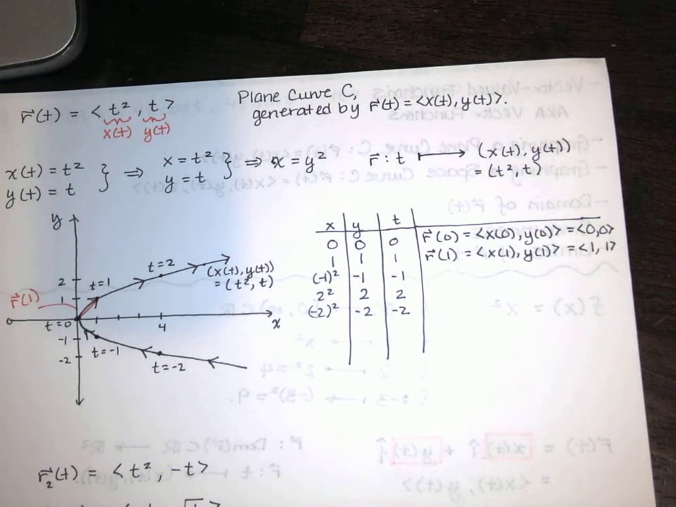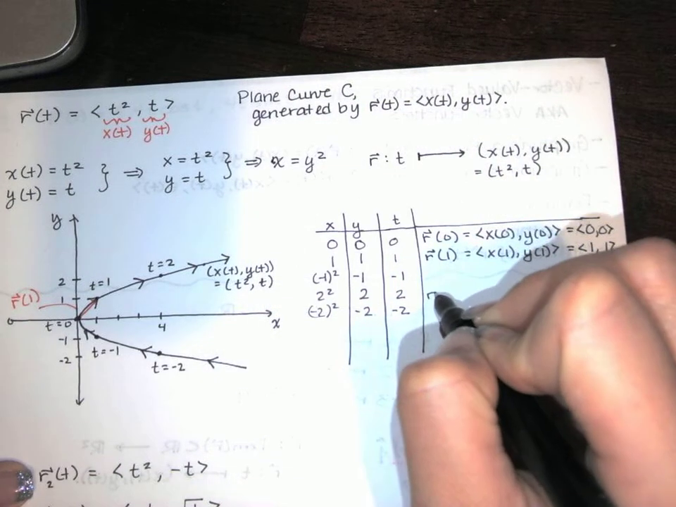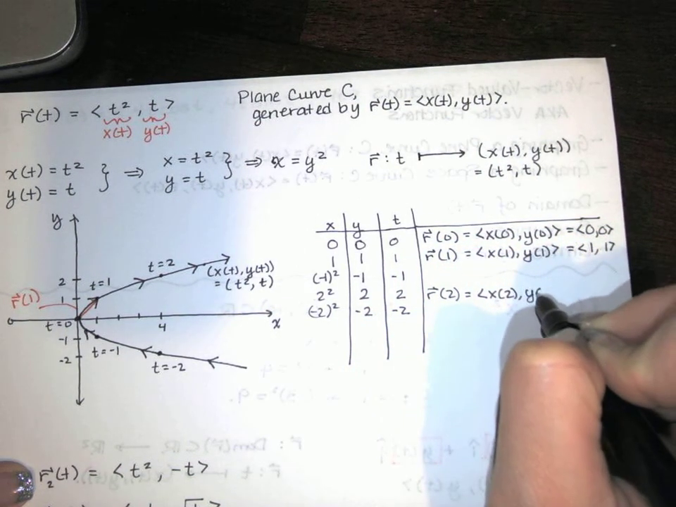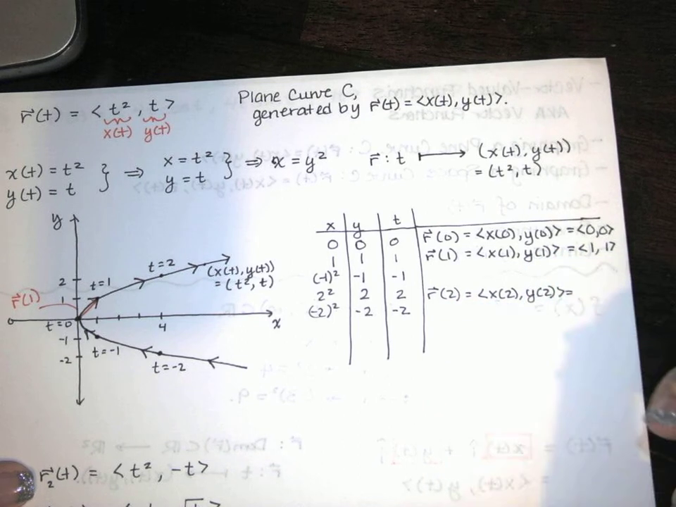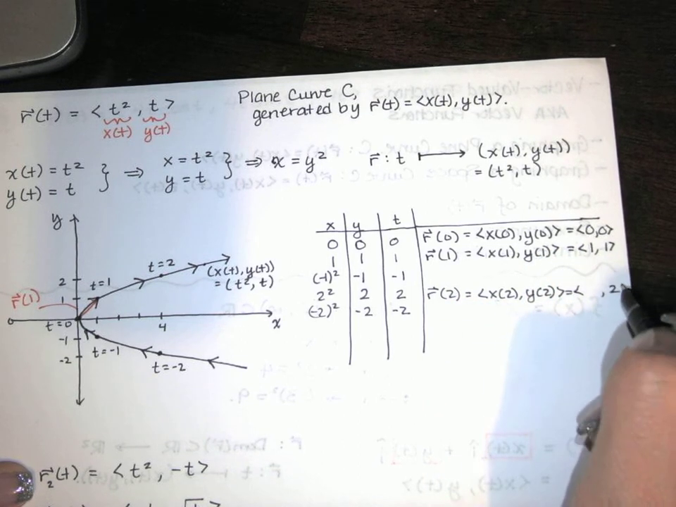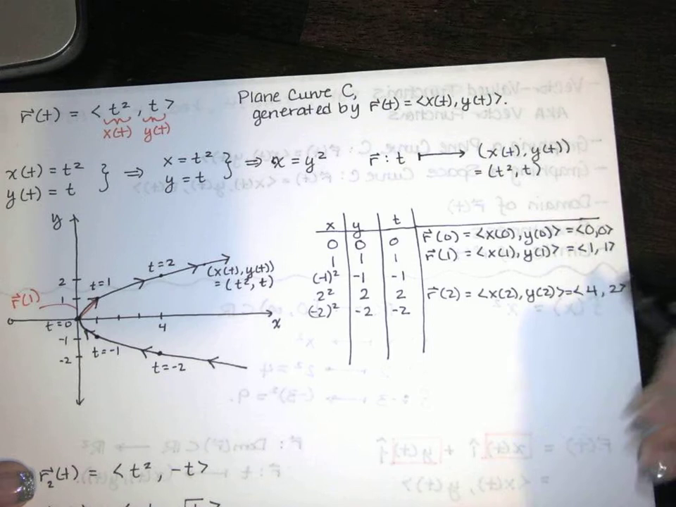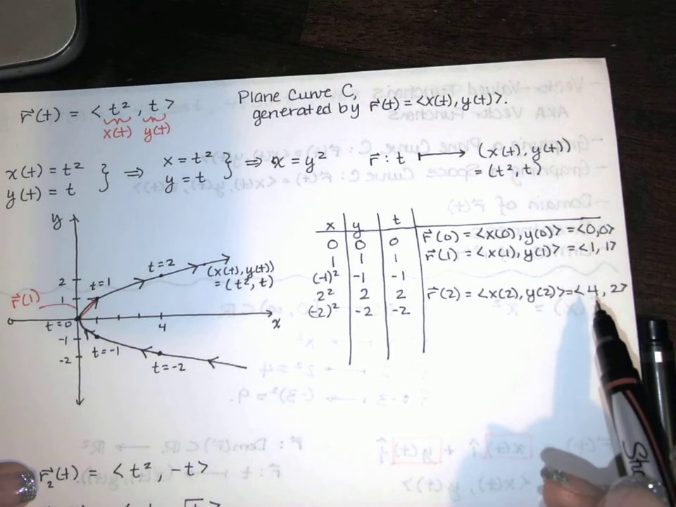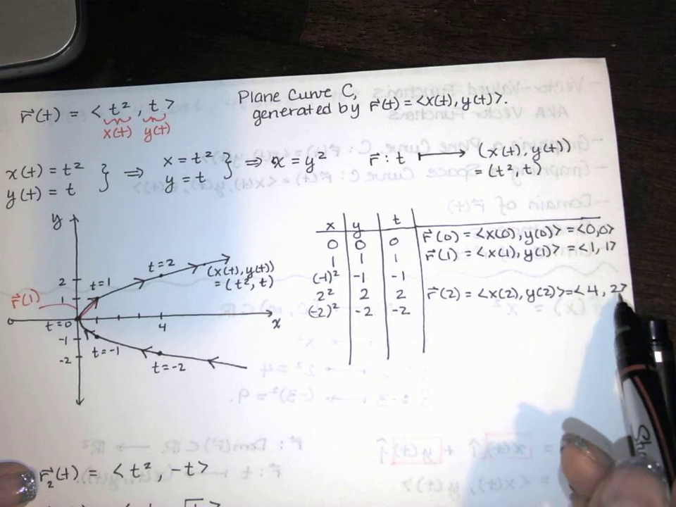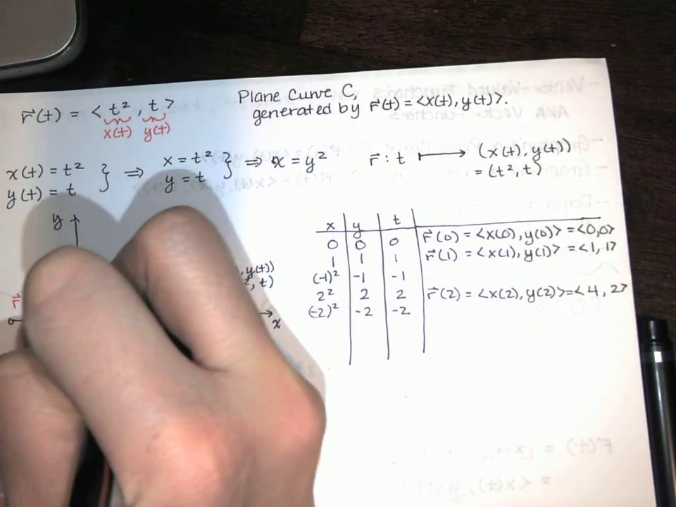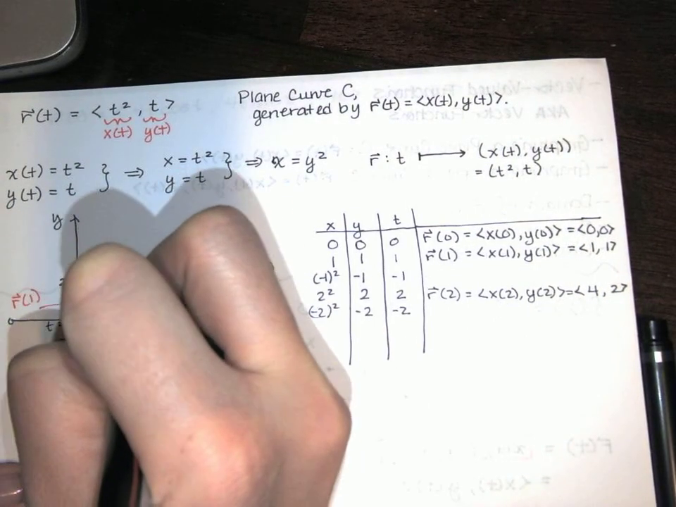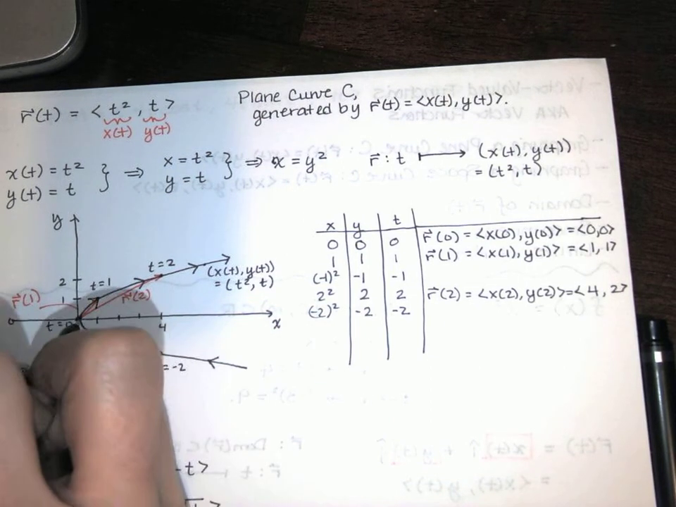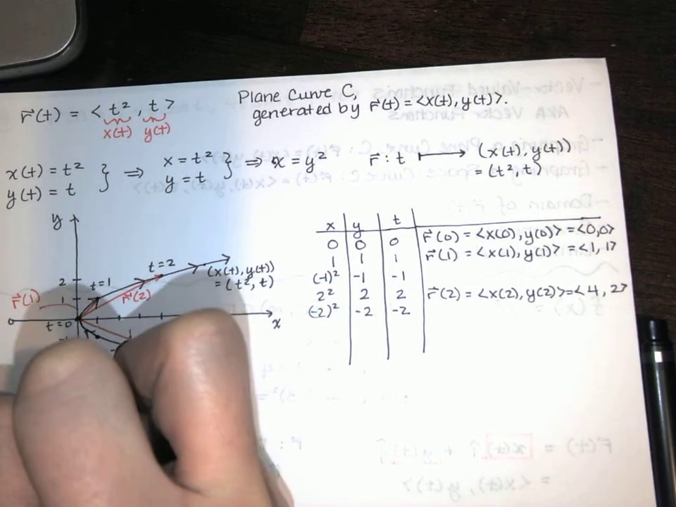And then r of 2, that's x of 2, y of 2. When y is 2, x is 2 squared, which is 4. So this is the vector that starts at the origin and points to the location x equals 4, y equals 2. So here is r of 2. And that's t equals negative 2. That's the location there. So that's r of negative 2.